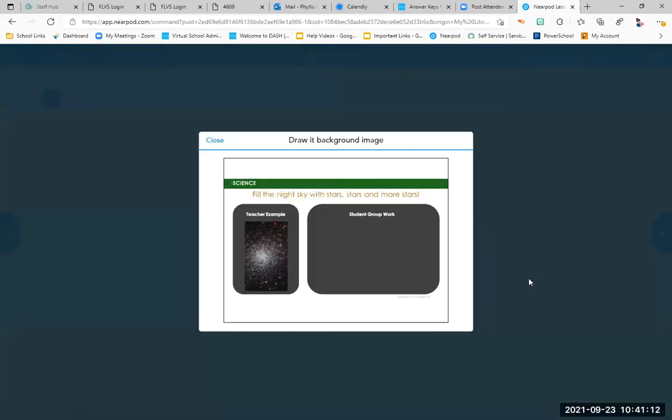Here comes the fun one. Okay. You can choose a white or a yellow color or red. Notice that the stars are different colors. Fill the night sky with stars, stars, and more stars. You guys are going to be making so many stars.